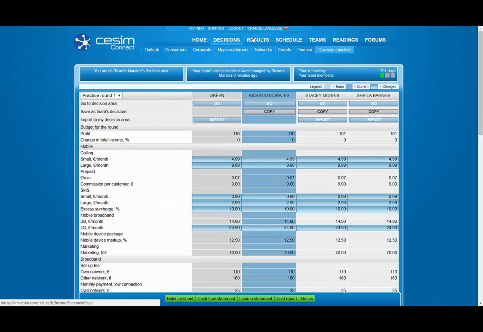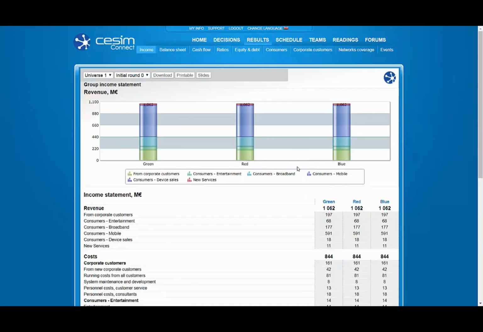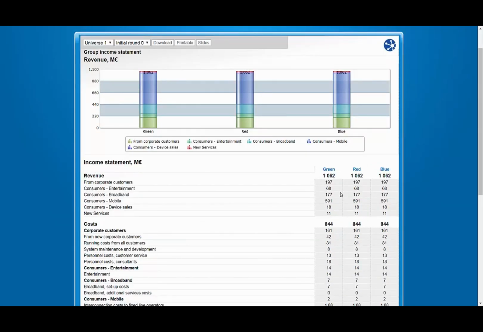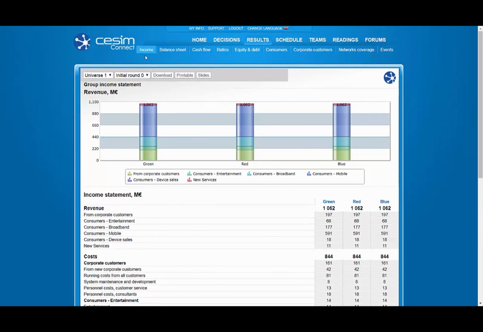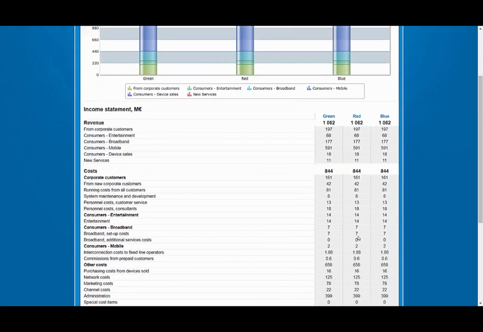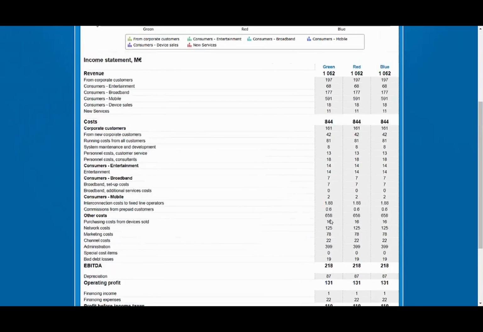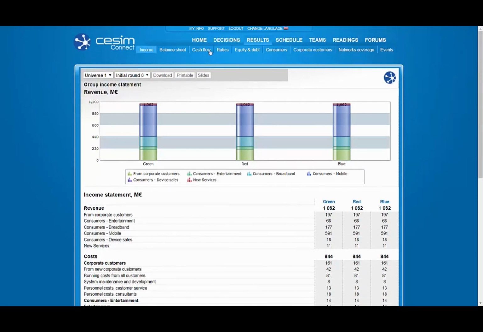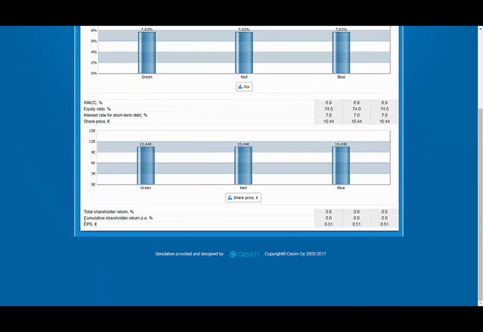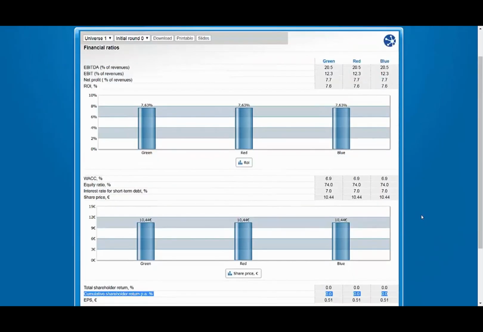The results become available here in the results section, and then you will always be able to see different teams side by side. So you have all the financial reports, income statement, balance sheet and cash flow broken down to different kind of items. Then you have the ratios, and the winning criteria typically is the cumulative shareholder return. So this figure takes into account your cumulative performance, taking into account the share price development and also the dividend payment over all the rounds that you are playing.